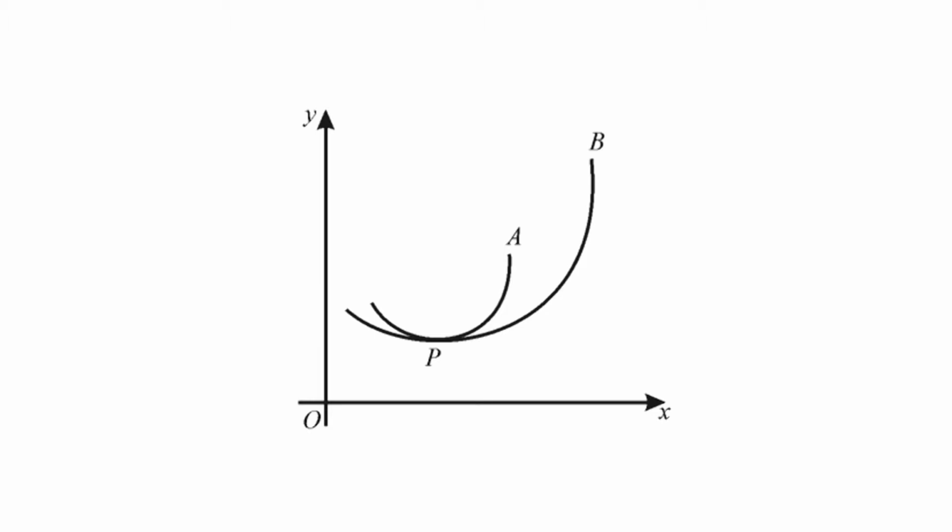Consider two curves PA and PB as shown in the figure. From the figure, it can be seen that the curve PA is bending more rapidly than curve PB in the neighborhood of the point P. At the point P, a particle moving along the curve PA has to change its direction much faster than a particle moving along the curve PB.